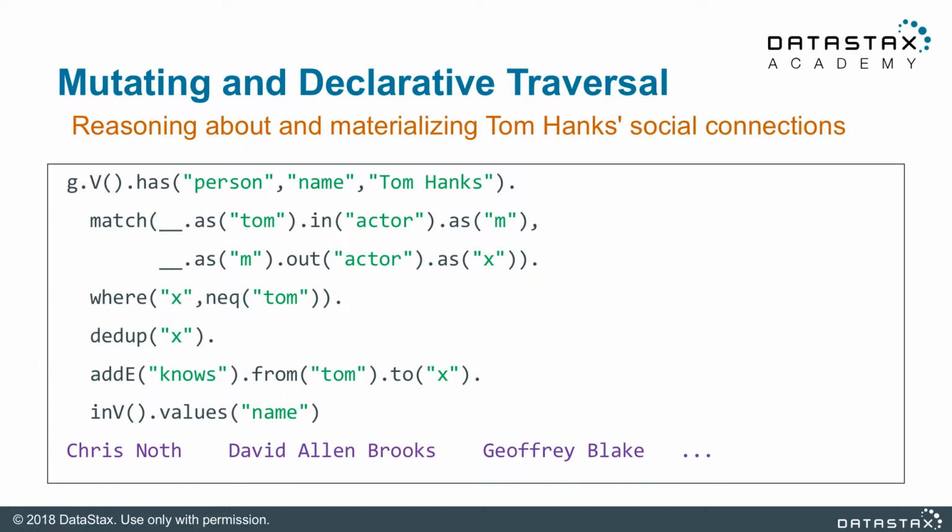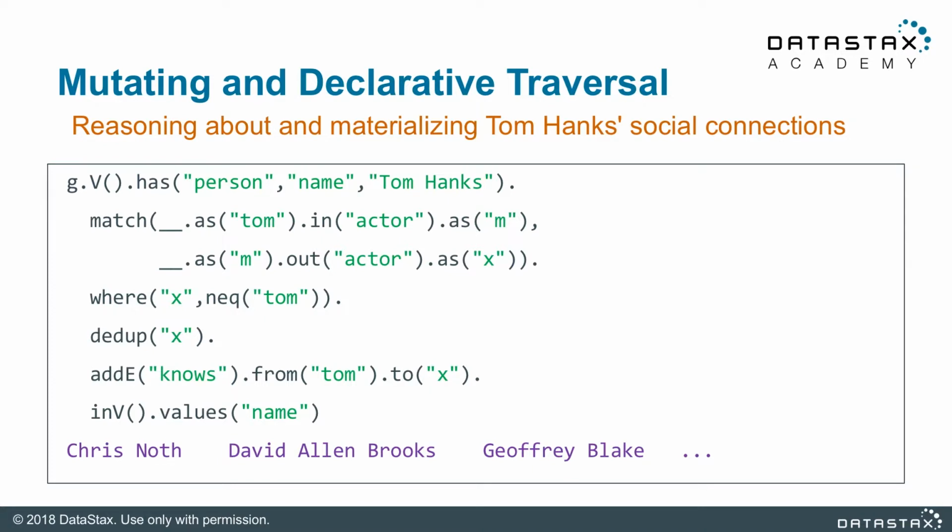Now, on the next line, we are going to say that the X variable cannot be equal to the Tom variable. And that is an additional constraint, where X is not equal to Tom if you think about it. If you go from Tom to the movies he has acted in, we don't care about the times that Tom has acted in the same movies with Tom. We only want to know when Tom acted in movies with other people. So we say that X cannot be equal to Tom.